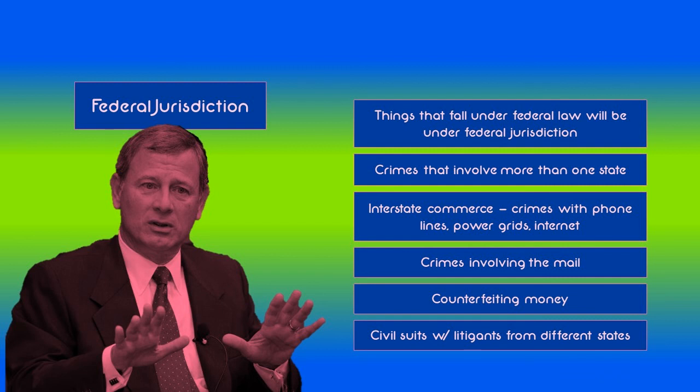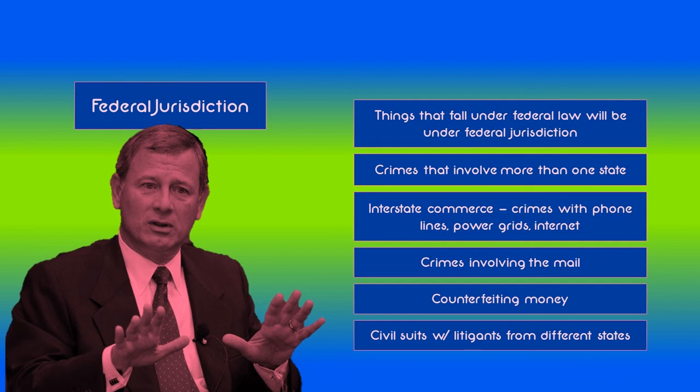So we're going to look first at what's in the Constitution and then other things that have been passed by Congress. Things that show up in the Constitution would be like interstate commerce. So if you've committed a crime that involves interstate commerce, that might be something like credit card fraud or crime over the internet, things like that. That's interstate commerce, so the federal government's involved.